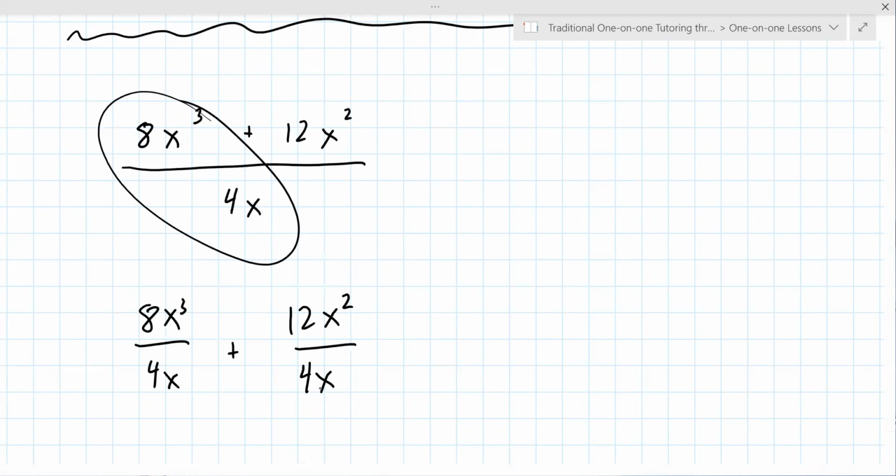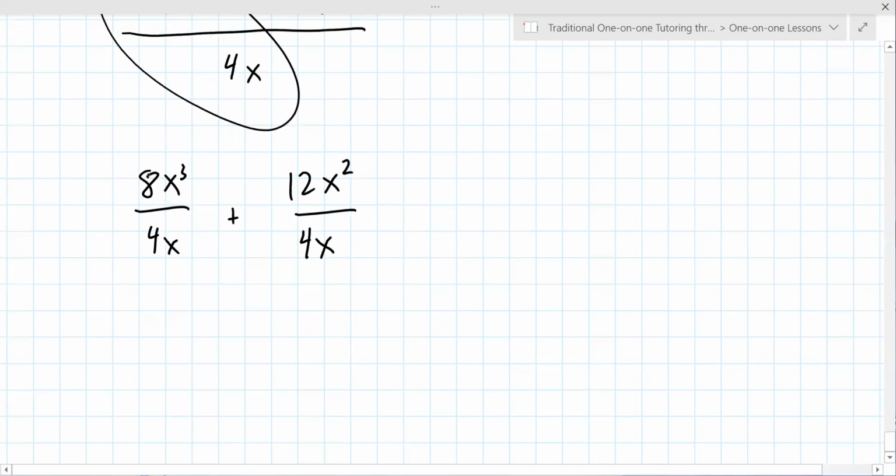Okay. So this time you've got to divide both the numbers, like 8 over 4, and then x cubed over x to the 1. And 12 over 4, x squared over x. So you have to divide the 8 and the 4, for example, and then you have to subtract 3 and 1. Okay, I know. Right, right.